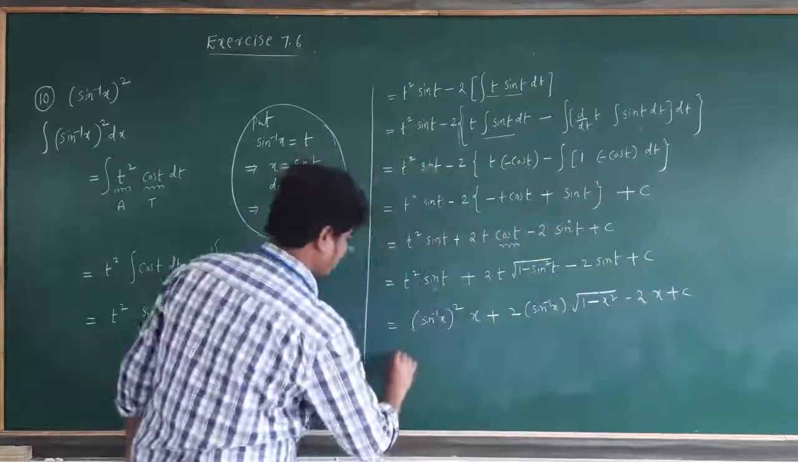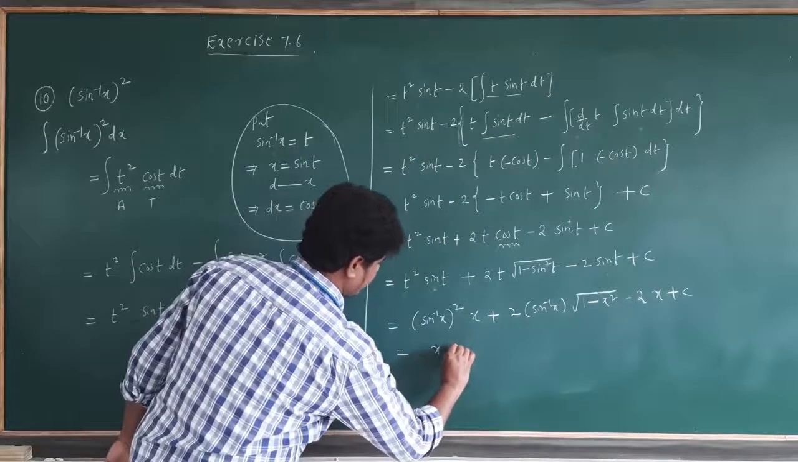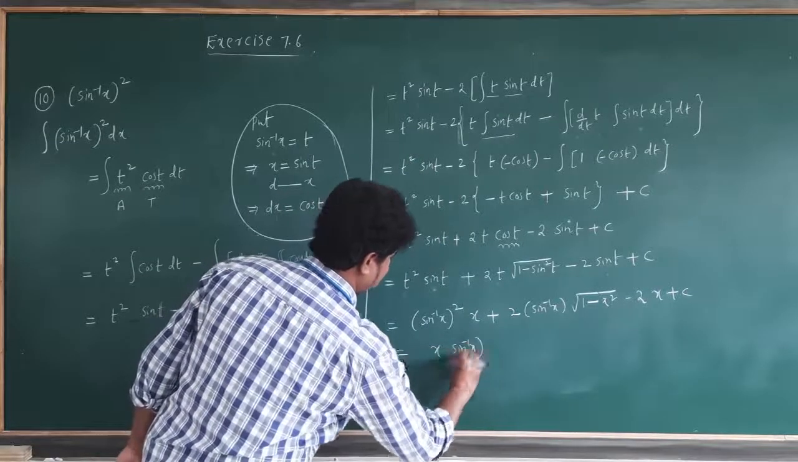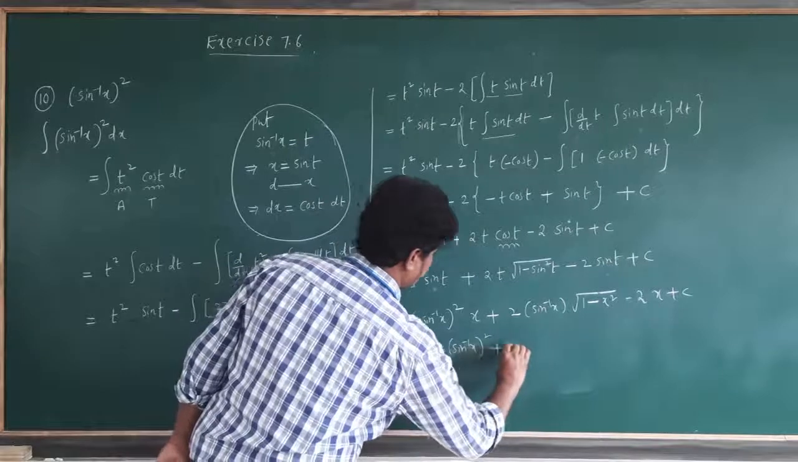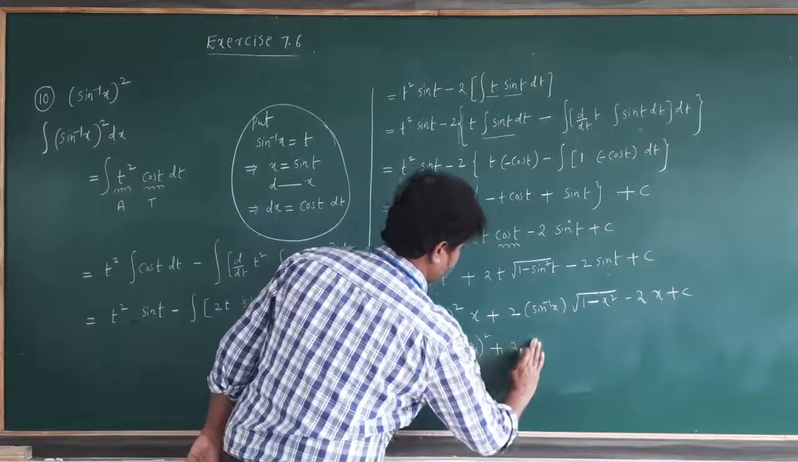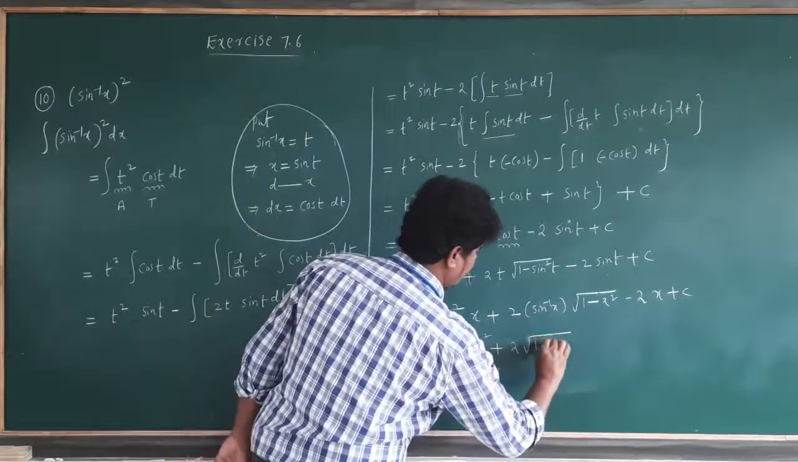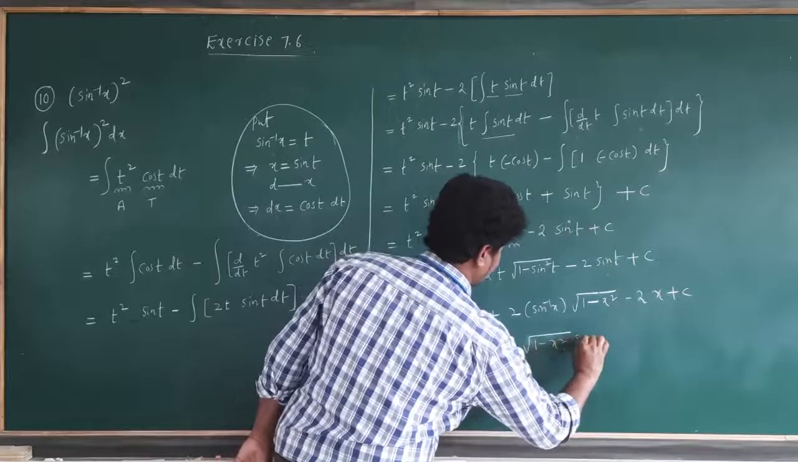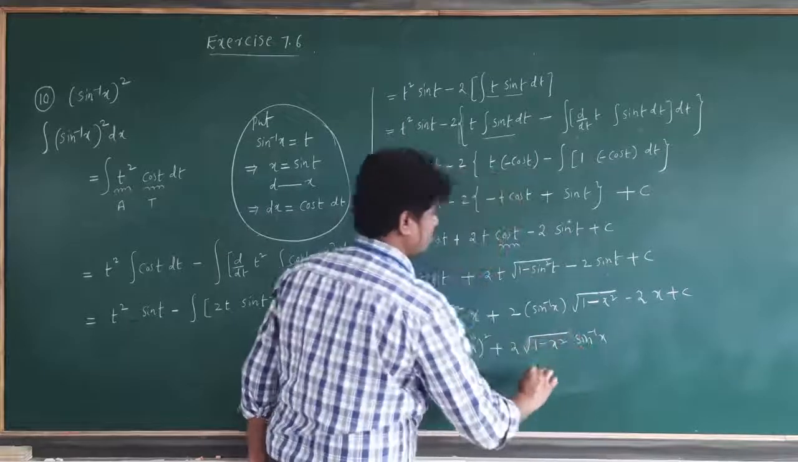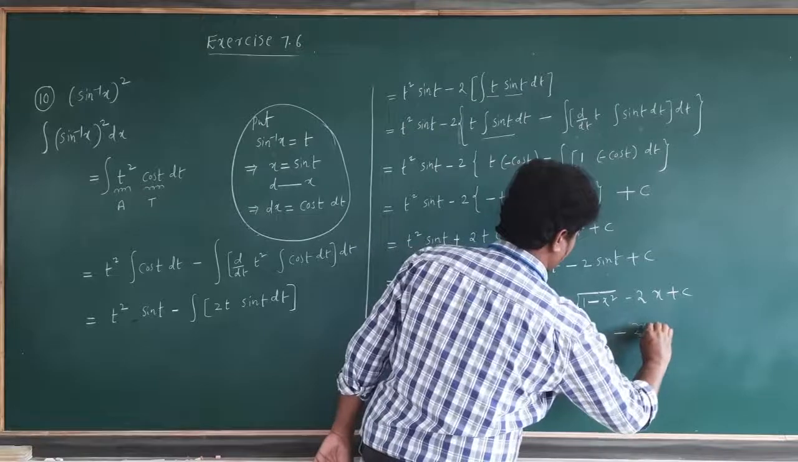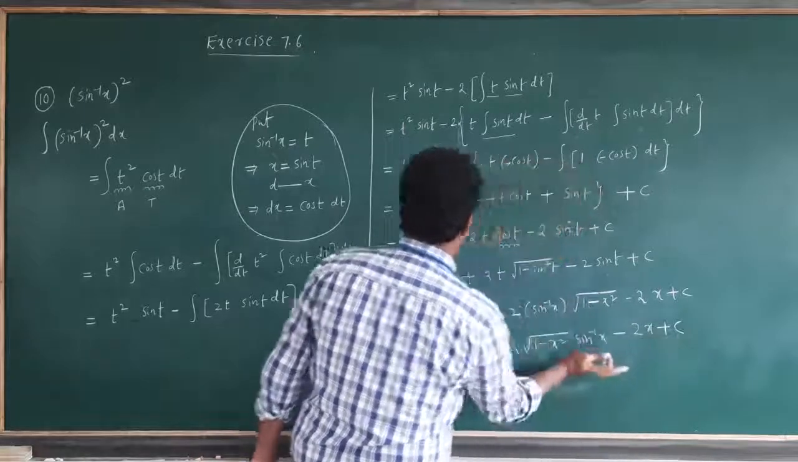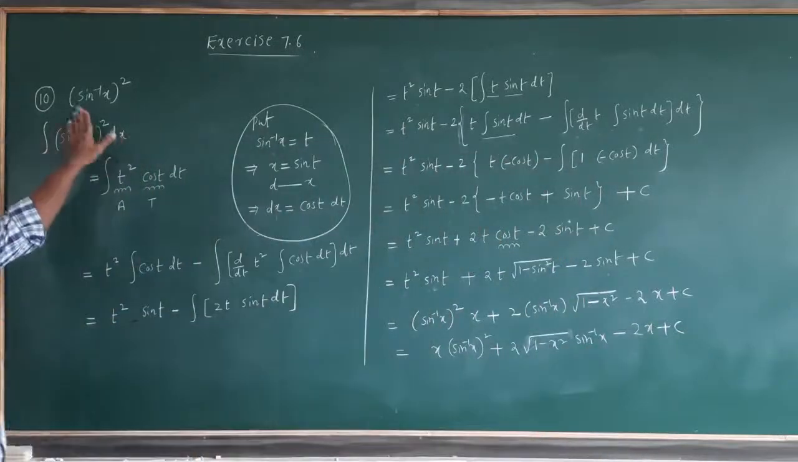The answer is x into sin inverse x whole square plus 2 root over 1 minus x square into sin inverse x minus 2x plus c. It is the answer of this 10th question.